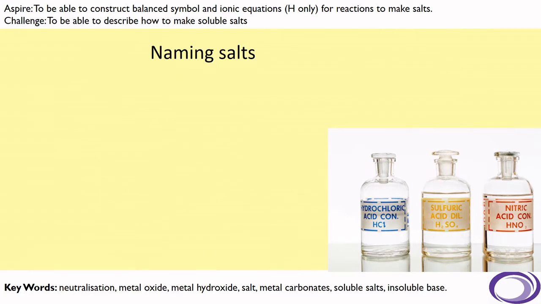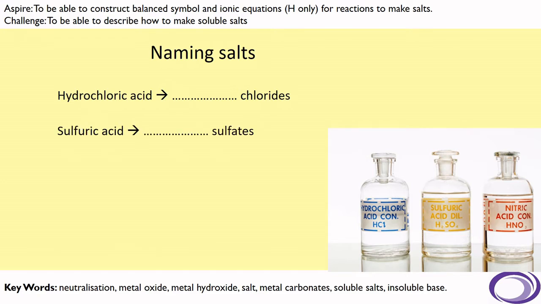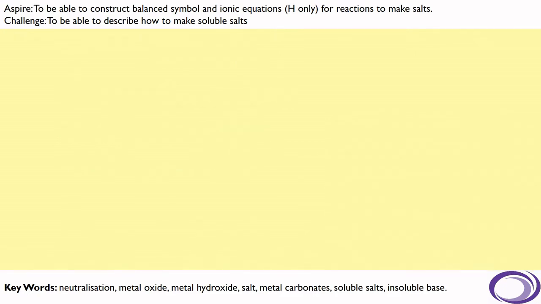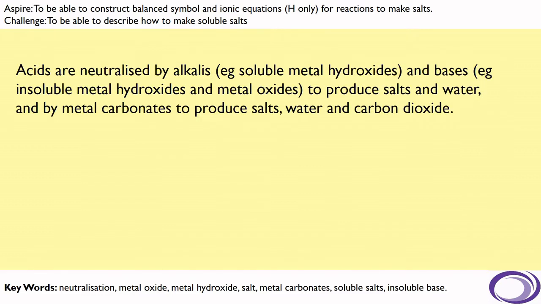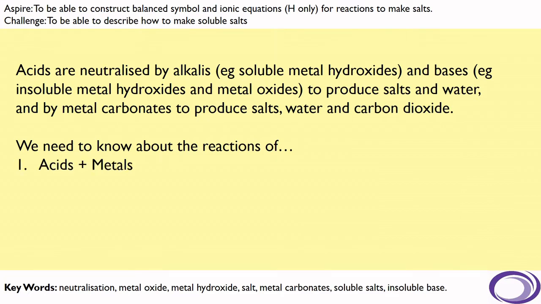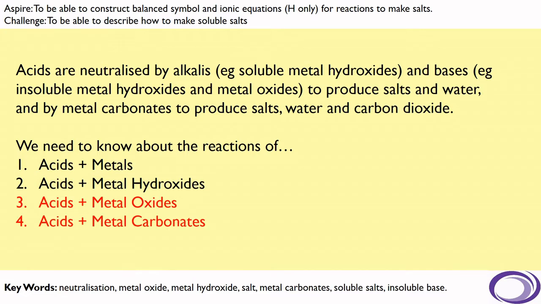Now naming salts is linked to the acid which we used. Hydrochloric acid forms chlorides, sulfuric acid forms sulfates, and nitric acid forms nitrates. From our previous lesson, we learned that acids are neutralised by alkalis and bases to produce salts and water. They can also be neutralised by metal carbonates to produce salt, water, and carbon dioxide.